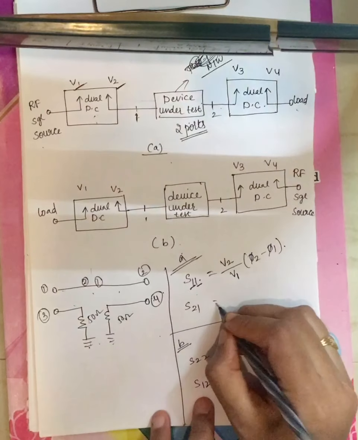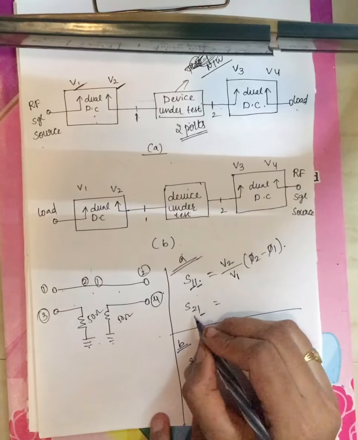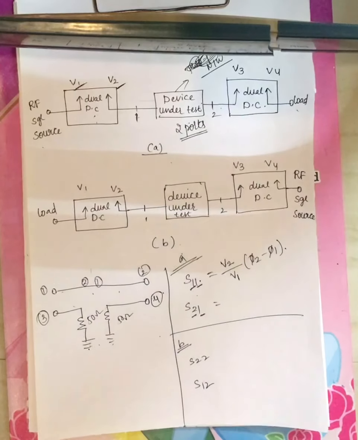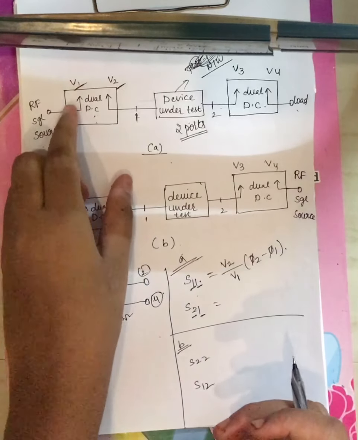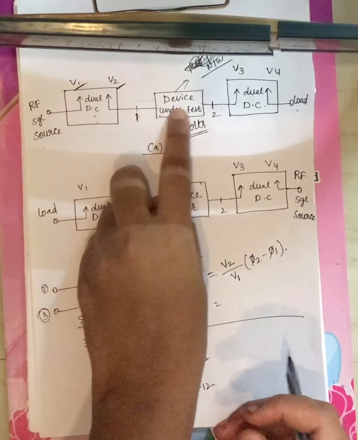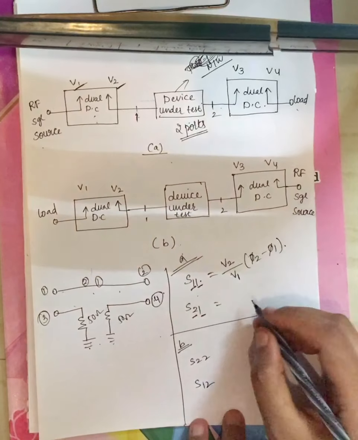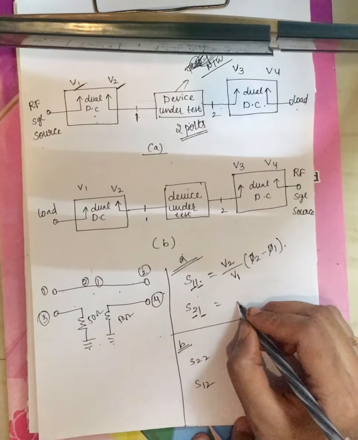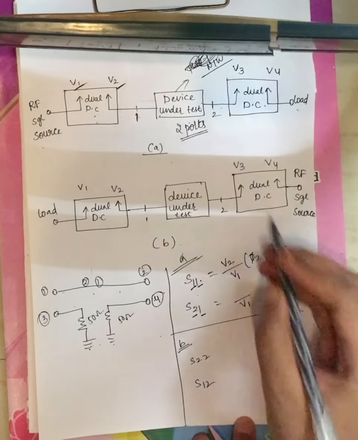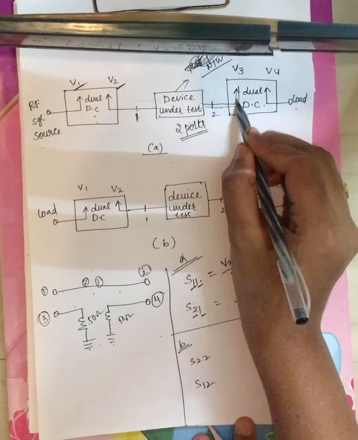Now coming to S21, input is given from port 1 and output is collected from port 2. The device under test is given the same input, that is V1. Input is given from port 1 and output is collected from port 2. Now what is the output that is collected at port 2?